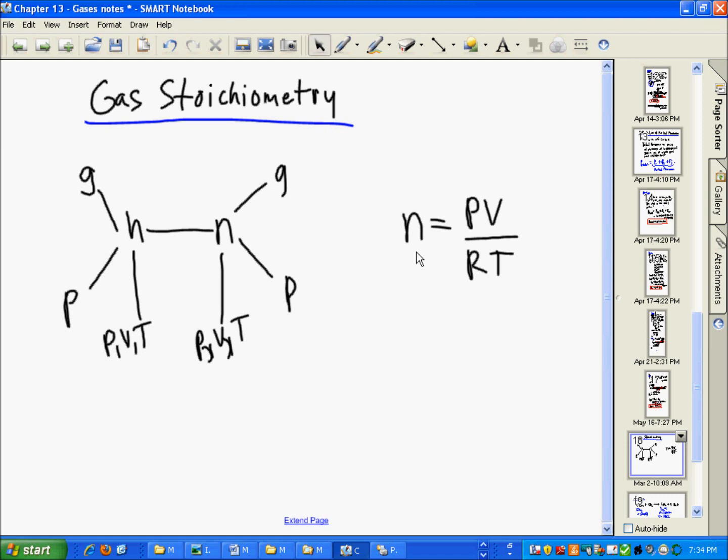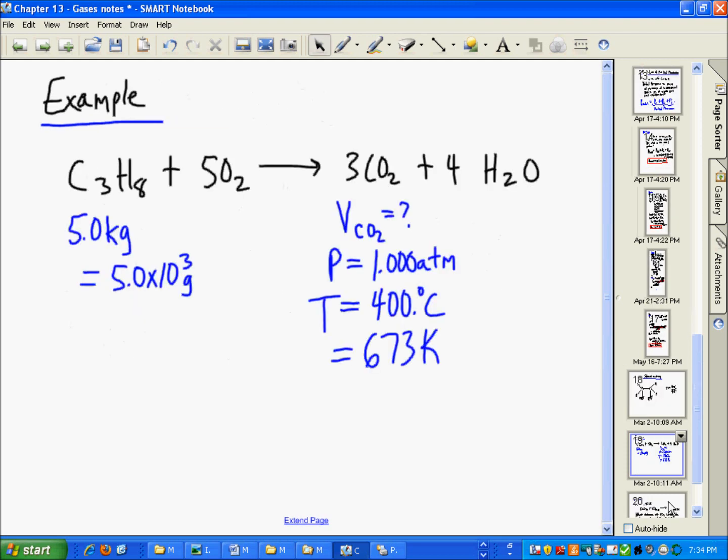Once you've got your moles, you can then use the ideal gas law equation to calculate whatever you need to calculate: the pressure, the volume, or the temperature, whatever the question is asking you. So for example, let's say you have C3H8 plus 5O2 producing 3 CO2s and 4 H2Os. And let's say you start with 5.0 kilograms of C3H8, which is propane, which is the same as 5.0 times 10 to the 3 grams.